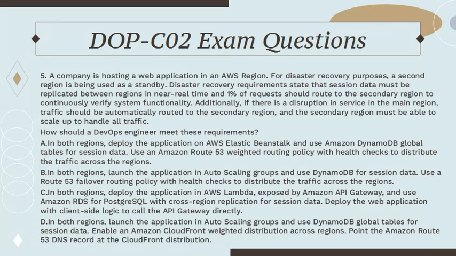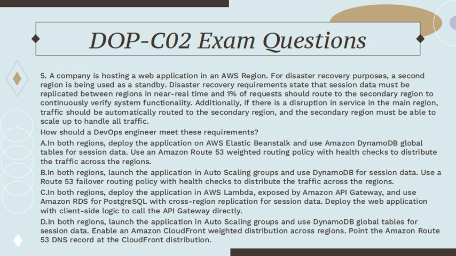5. A company is hosting a web application in an AWS region. For disaster recovery purposes, a second region is being used as a standby. Disaster recovery requirements state that session data must be replicated between regions in near real time, and 1% of requests should route to the secondary region to continuously verify system functionality.